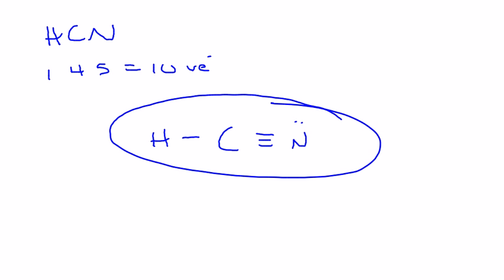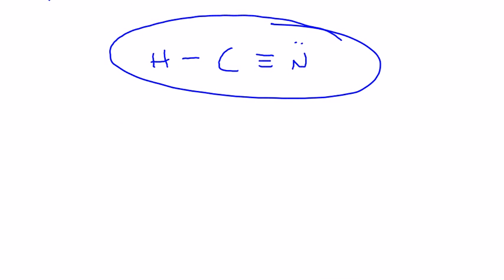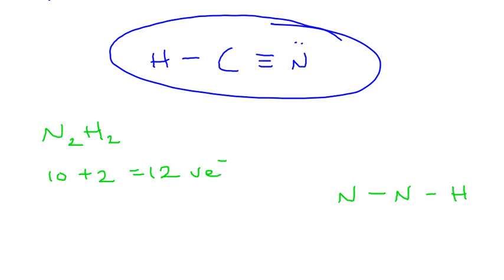Okay, moving on to the next one that I will do for you. I'll do number 12, and we've got N2H2. 2 nitrogens, 2 hydrogens, which means we're going to have a total of 10 plus 2 valence electrons, which gives us 12 total. We'll put our 2 nitrogens in the middle here, just with one bond between them, and our hydrogens on the outside. At this point we have 6 valence electrons in bonds. We'll go ahead and fill these in.